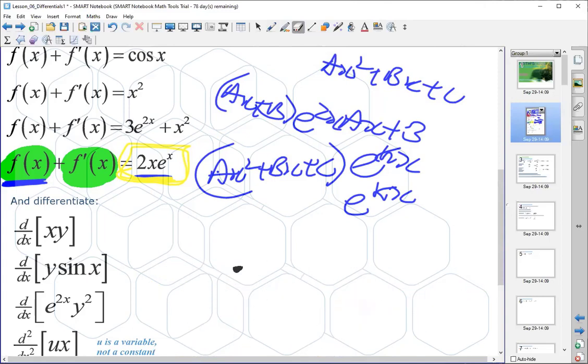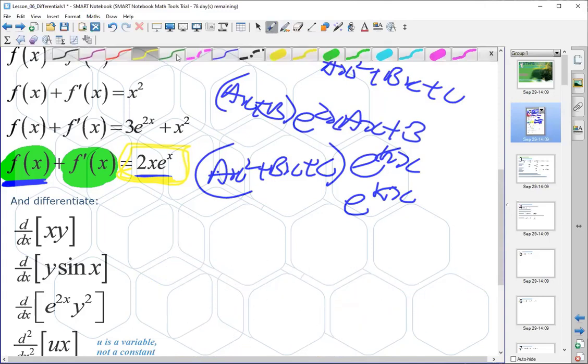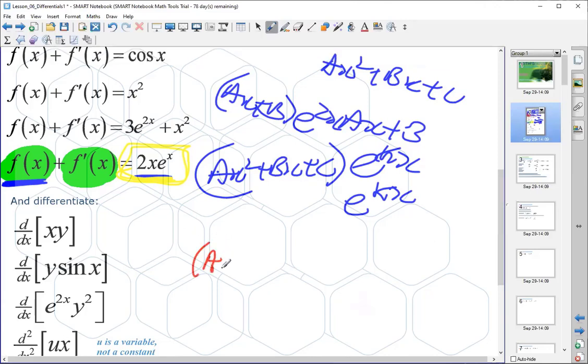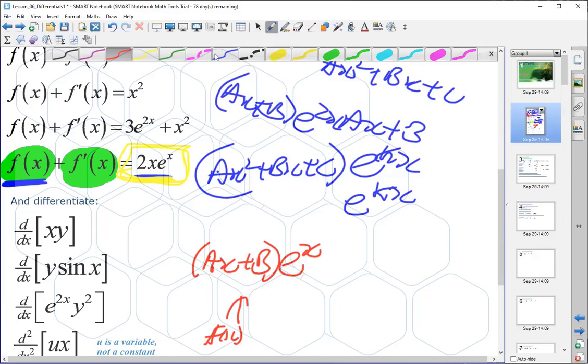E to the x times ax plus b. Yeah, okay, well done. Ax plus b times e to the x. So Shruti said, why don't we choose this as our f of x? When we differentiate that, what does that give us?